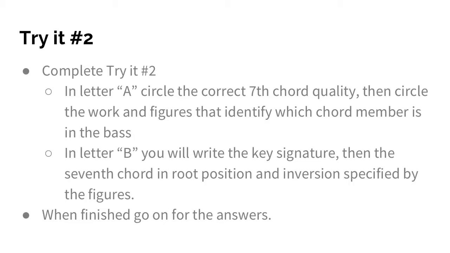All right, you're going to complete triad number 2. On letter A, you're going to circle the correct seventh chord quality and then circle the work and figures that identify which chord member is in the bass. In letter B, you will write the key signature, then the seventh chord in root position and an inversion specified by the figures. Pause the video now, do try it number 2, and then go on for the answers.